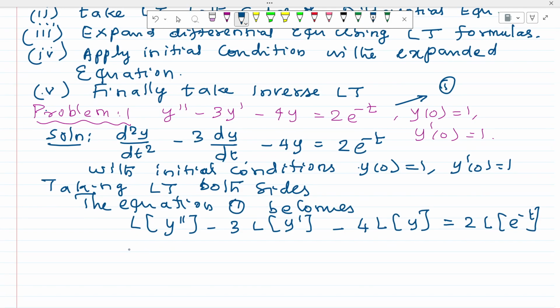If you take the Laplace transform on both sides, you will get L of y double dash minus L of y dash, minus L of y, equal to L of t, L of e power minus t. Okay, fine. So what are the formulas here? L of y double dash of t.